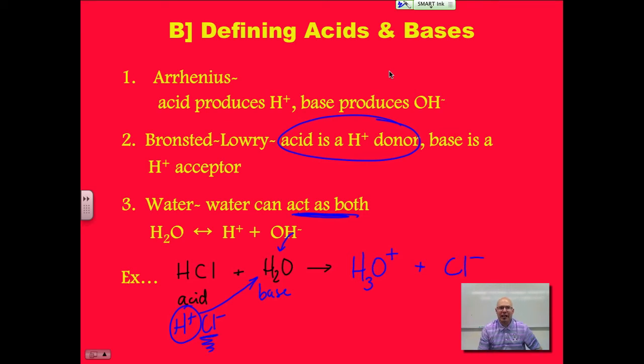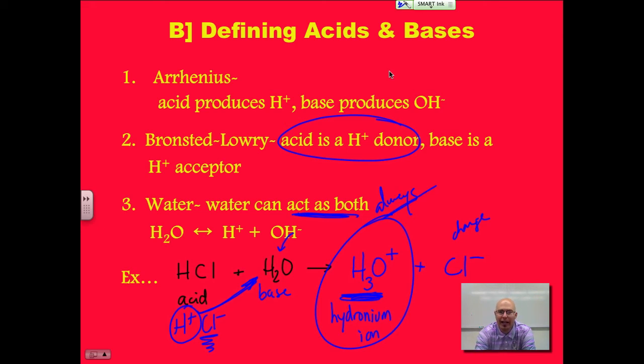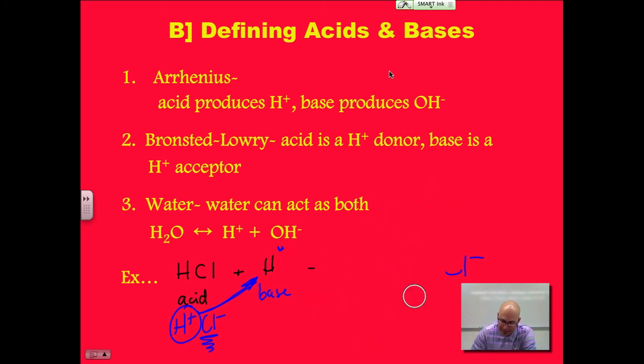So every time we have an acid with water, it's going to donate that H, and you're always going to get this. This will change the Cl minus, since of course your acid doesn't have to be hydrochloric acid, but this H3O plus, which is called the hydronium ion, will always be produced. Okay, so that's how it acts. That's how water will act as a base.